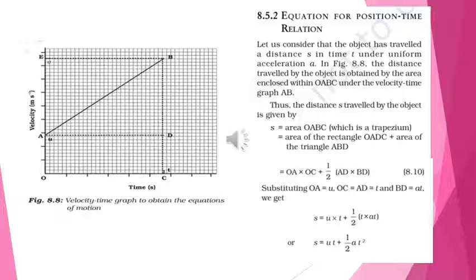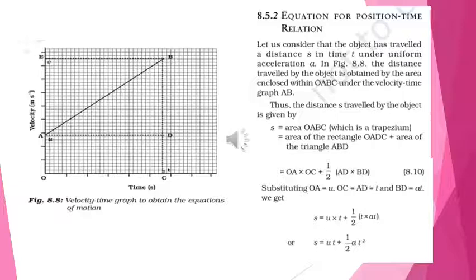So what is the length of this rectangle? The length of this rectangle is OC and the breadth is OA, and the height of the triangle is what? Half into AD upon BD. BD is the base. Now substituting the values, OA equals U, OC equals AD equals T, and BD is equal to AT.